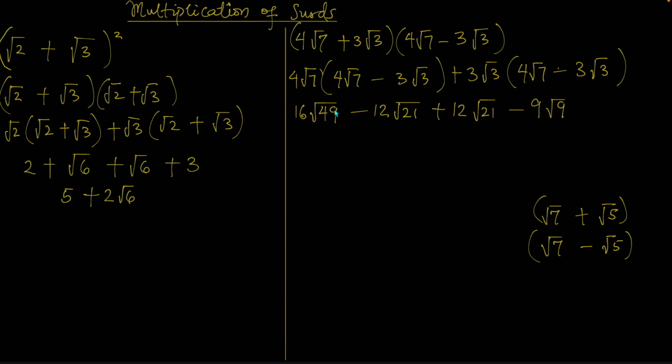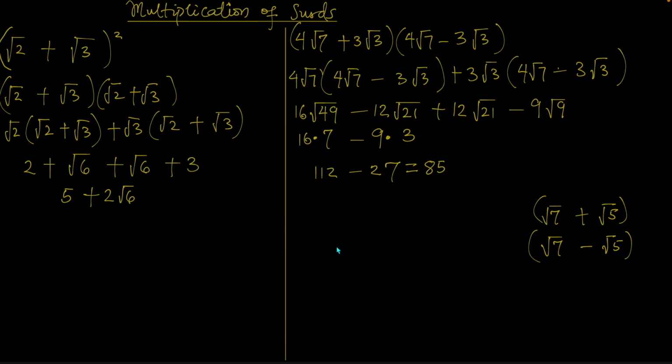As we all know, the root of 49 is 7, so 16 times 7. Now there is a minus 12 root 21 and there is a plus 12 root 21, so it basically goes to 0. So we are left with 9 multiplied by the root of 9, which is 3. So this gives 112 minus 27, and that is equal to 85.